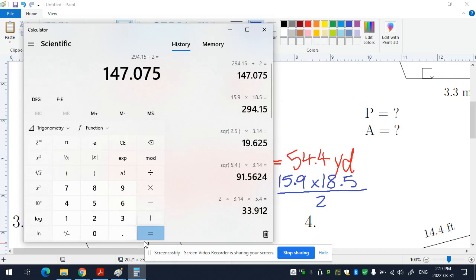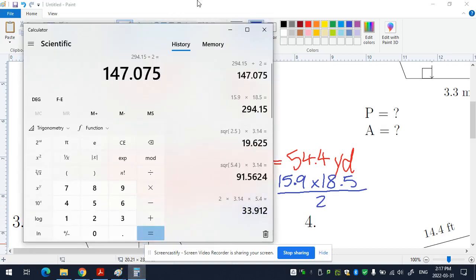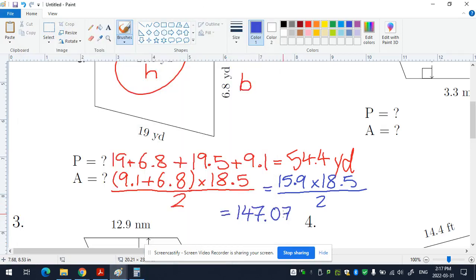Can someone tell me in what units? In what units is the area? Yeah. Remember, everyone. Yes. If you do area in yards, or if you do length in yards squared, I have to take half a mark off. Your unit has to make sense. So 147.75 yards squared. Here you go.